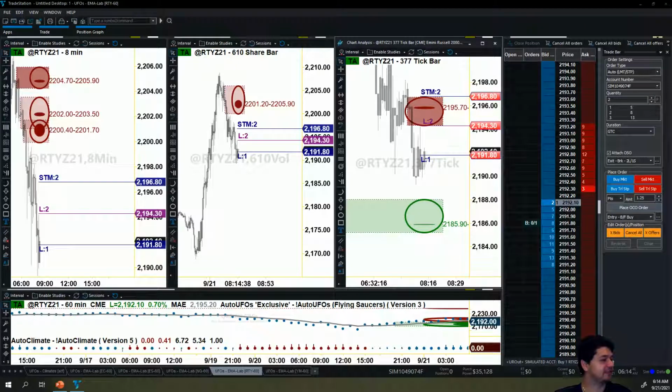Let's see. Let's get this on here too. So we said 21 is going to be multi-auto. 2194.3 is our entry. Oops, not 95, 94.3. Okay, and that's that.